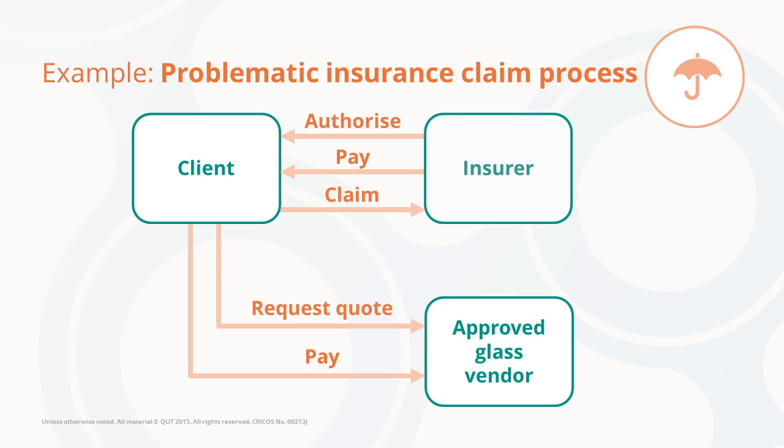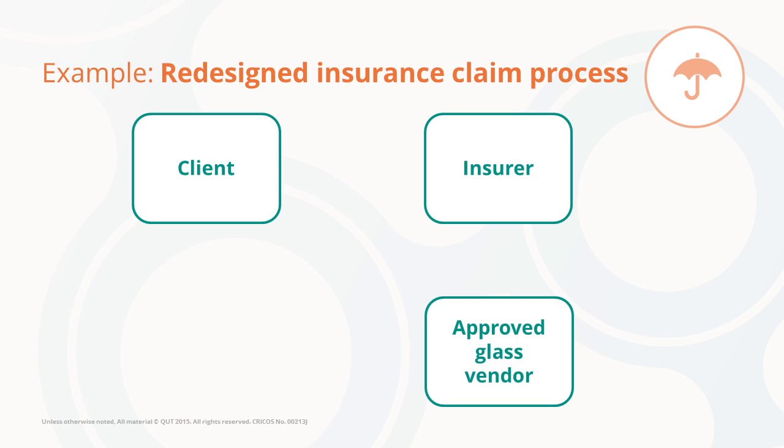The problem with this process is that there are a lot of handovers happening between the client, the glass vendor, and the insurer. We can ask ourselves the question here: who consumes the output of this process? And we will see, if we examine it in detail, that it is the glass vendor. The glass vendor is the one that ultimately wants to repair the glass and get paid for it. So we are going to redesign this process in such a way that the glass vendor is the one that drives the process of claiming for the insurance.